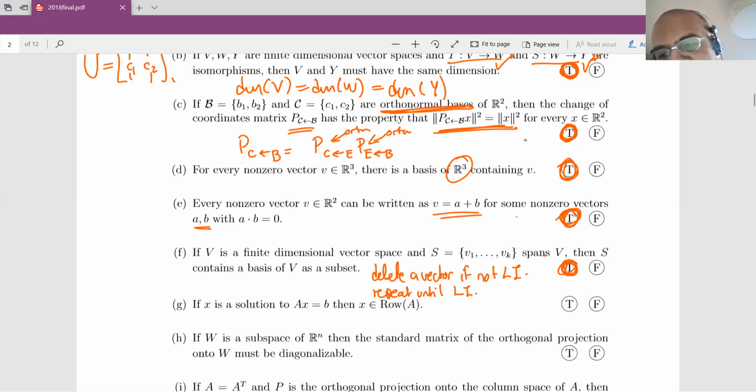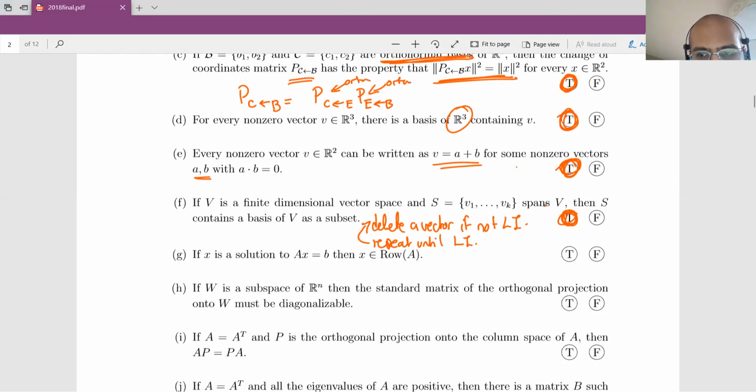So let's say you do this process, right? Why doesn't it change the span? Why doesn't this process change the span of S? Because the vector that you delete can be written in terms of the other vectors. Exactly. When you delete a vector that's a linear combination of the other vectors, deleting it doesn't change the span.